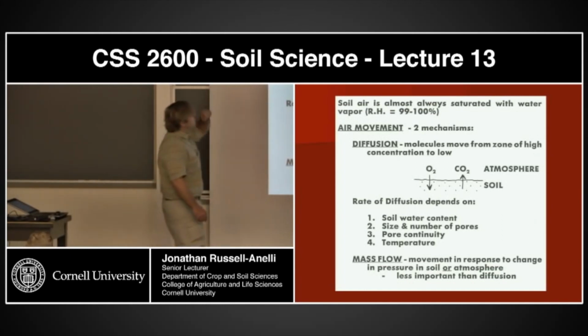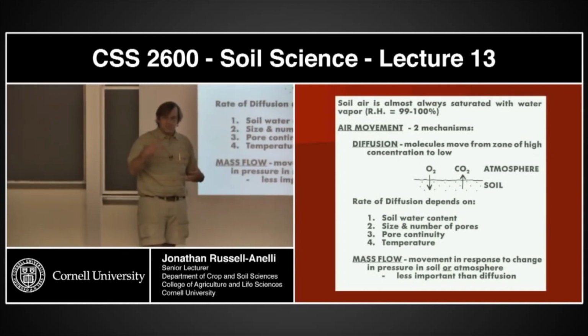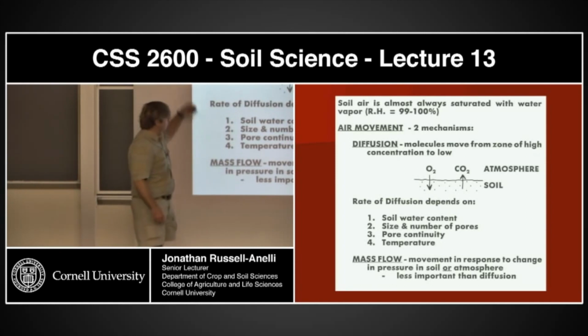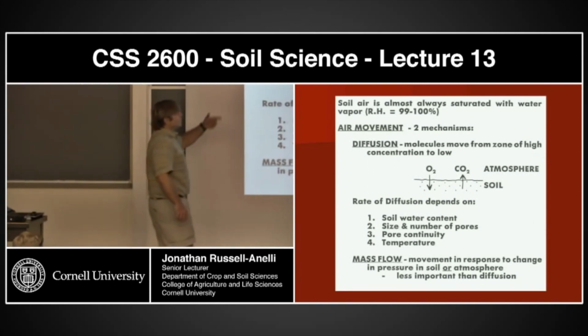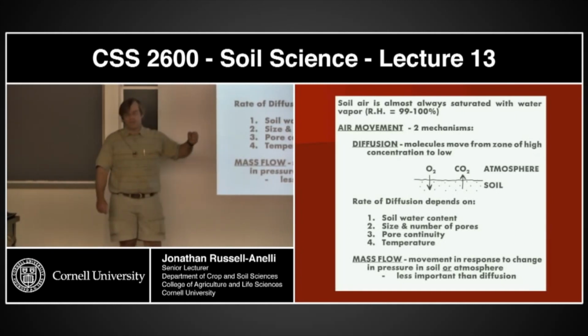Air movement within the air is basically controlled by two processes. One is diffusion and one is mass flow. Mass flow is a little bit less important. We'll talk about it for a moment. But diffusion is really what's driving most of this exchange. The rate of diffusion basically depends on four things. And if I'm going too fast, slow me down. Sorry, it's Friday, I'm on a race.